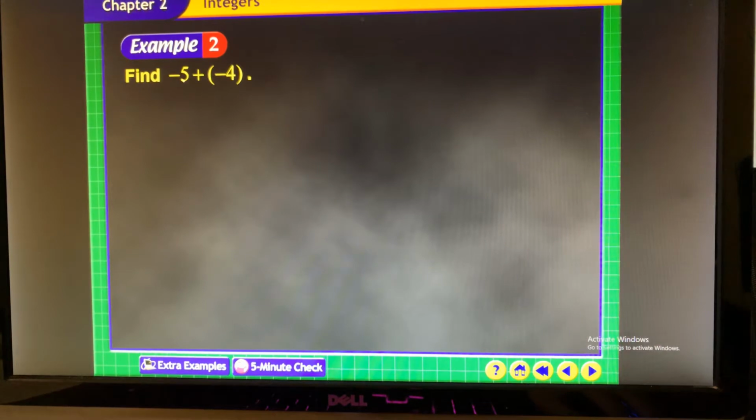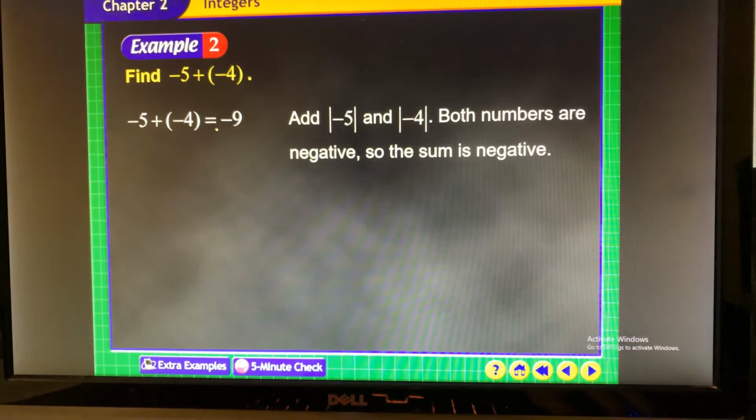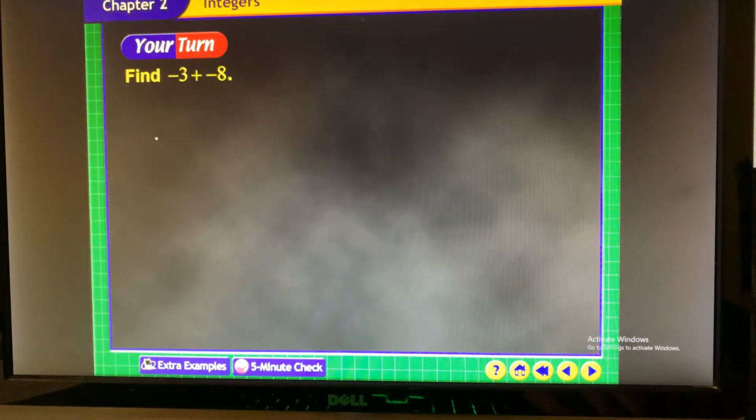You went left 5 units, left 4 more units, you're at negative 9, okay? Just think about a number line or think about temperature. You dropped 5, you dropped 4 more, you're at negative 9. You dropped 3, you dropped 8 more, you're at negative 11.